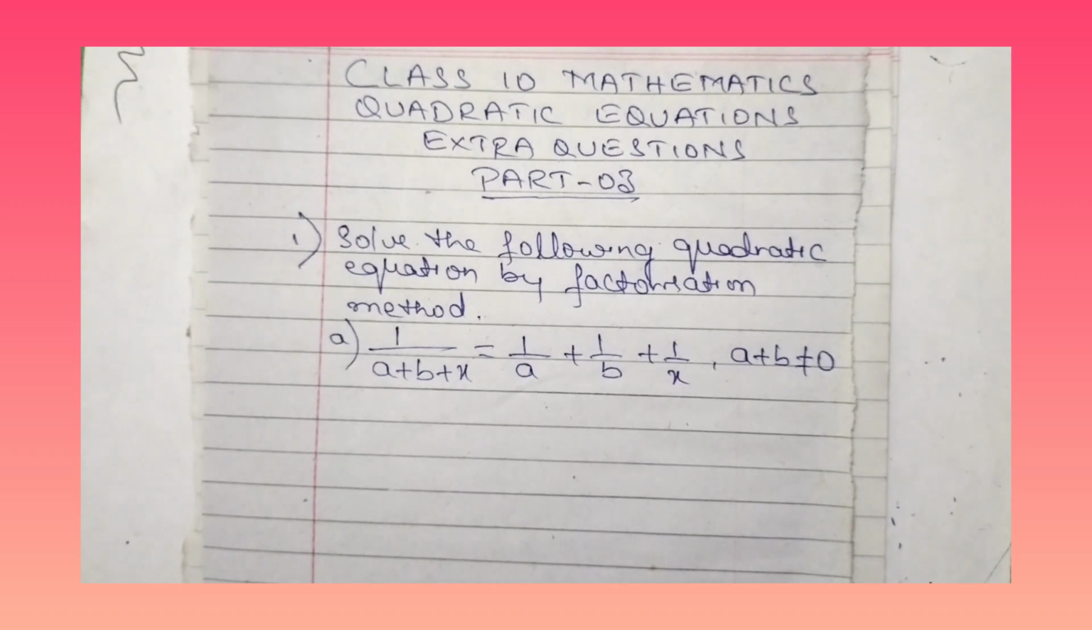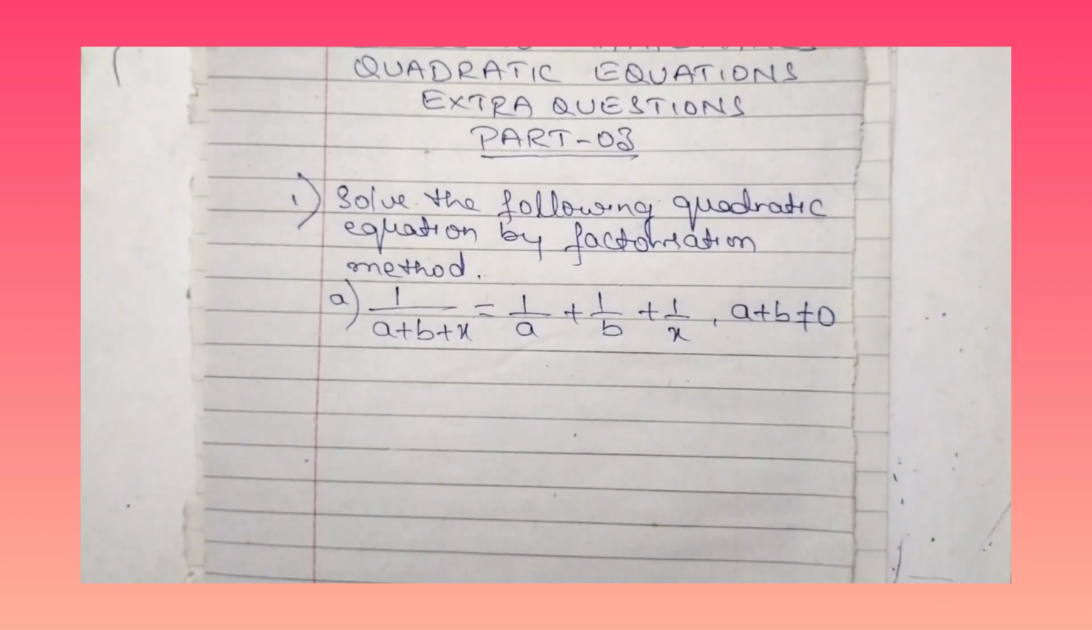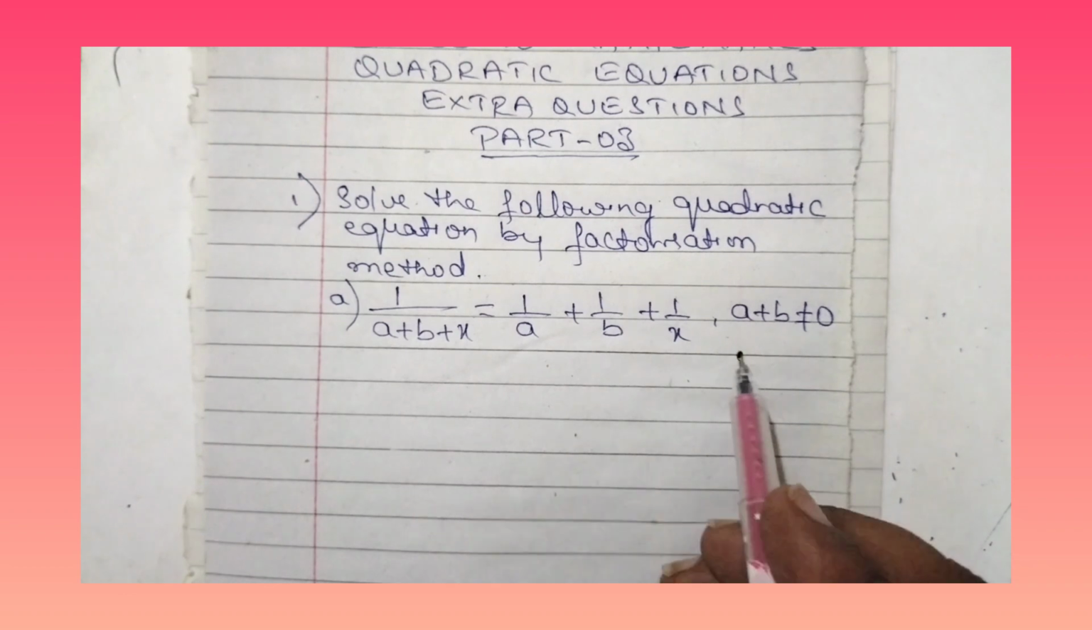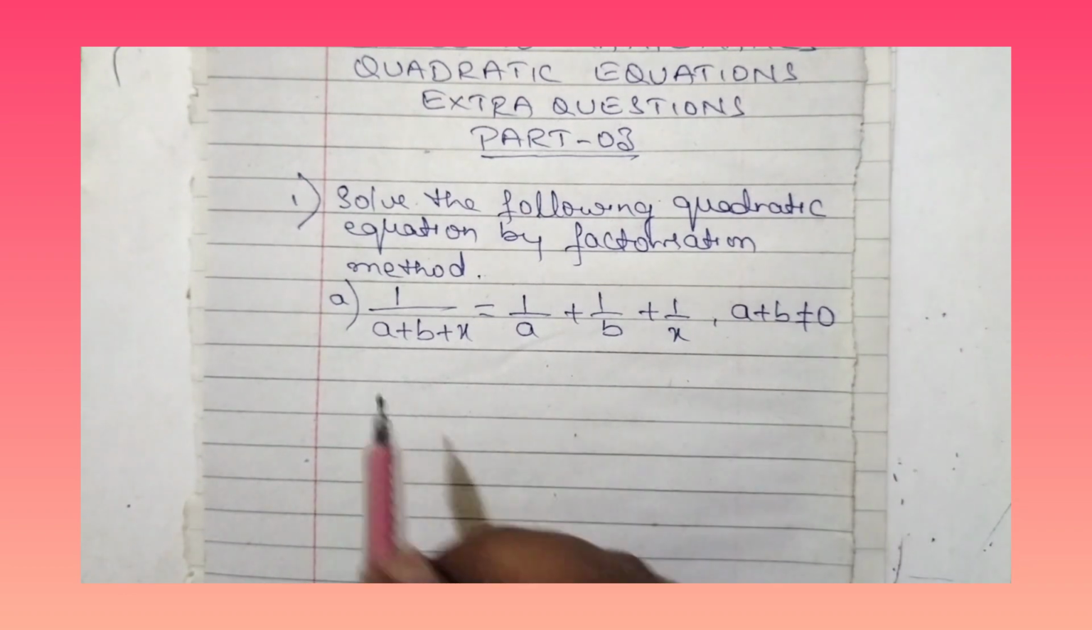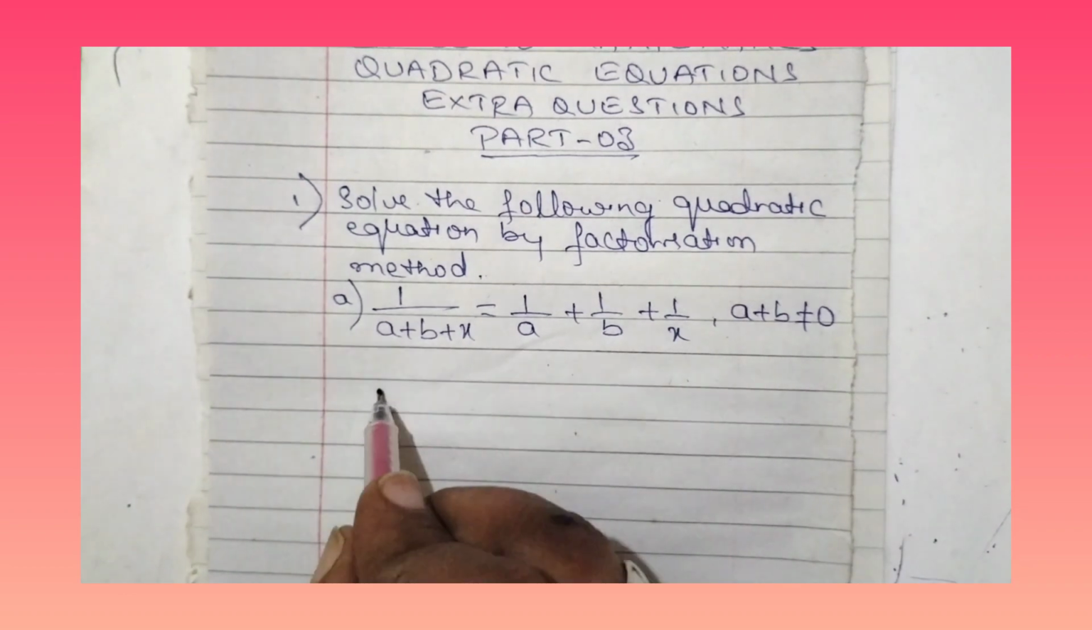The first question of part number 3 is: solve the following quadratic equation by factorization method. 1 by (a plus b plus x) is equal to 1 by a plus 1 by b plus 1 by x, where a plus b is not equal to 0. Now let us solve this question.